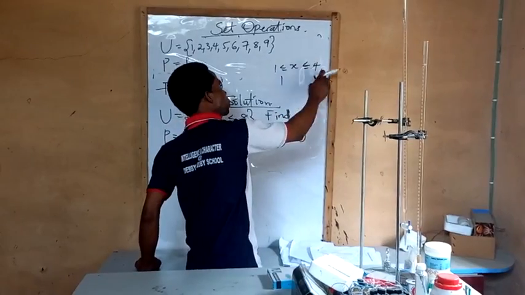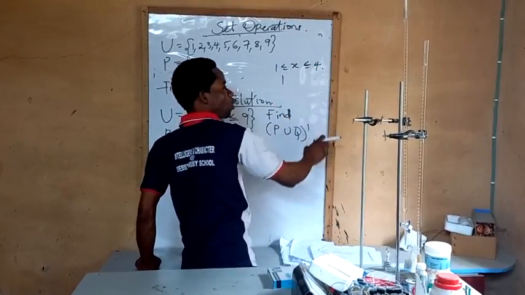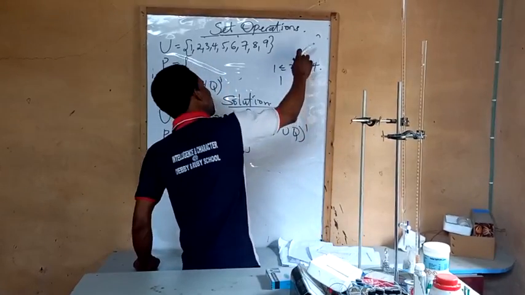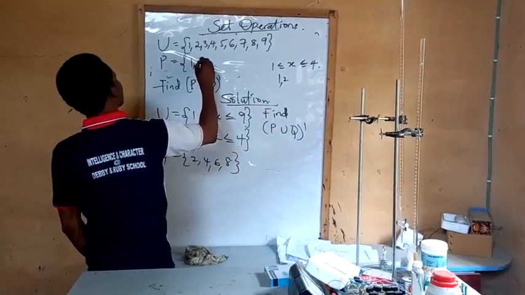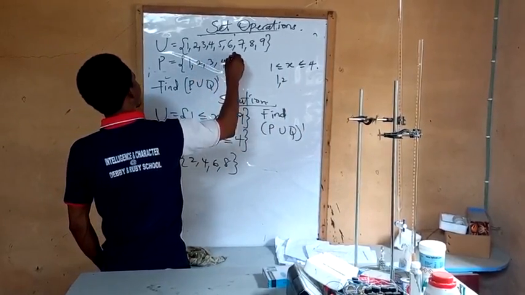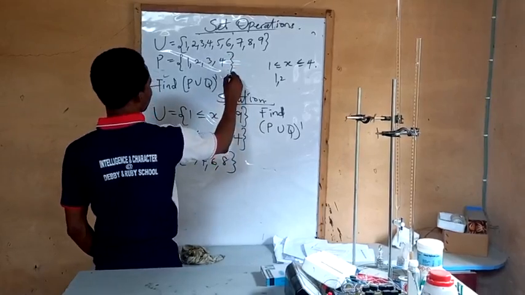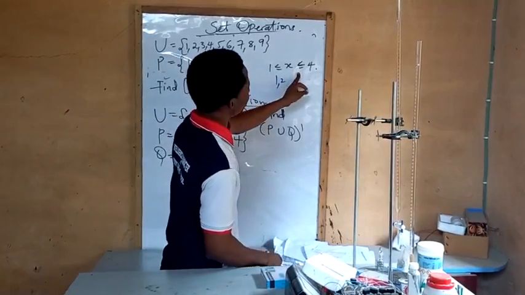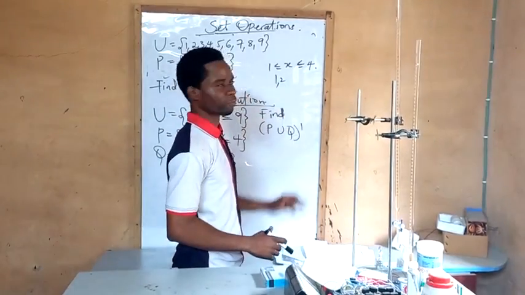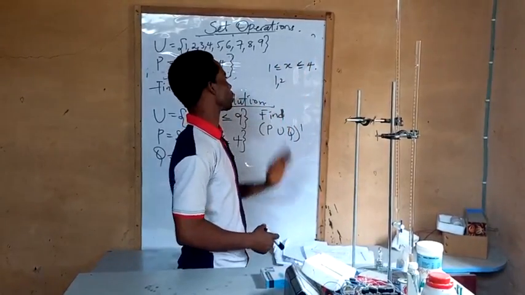x is less than or equal to 4. If it is ordinary less than 4, we'll stop at 3. But they say less than or equal to 4. That means 1, 2, 3, 4. So you have to be mindful of that. If they say ordinary less than 4, you stop at 3. But they say less than or equal to 4. That's why I stop at 4.